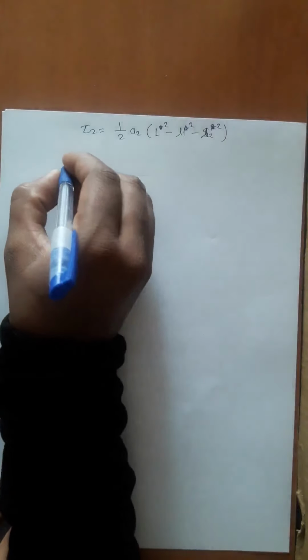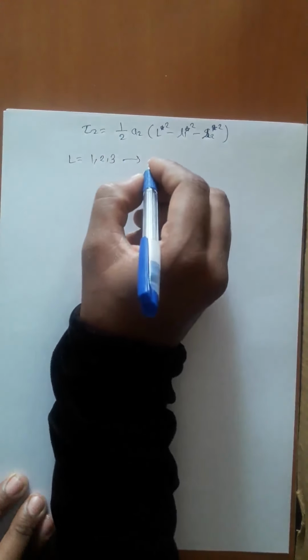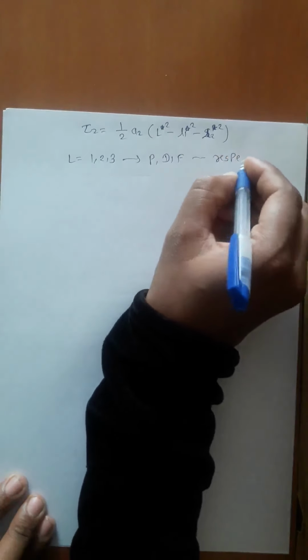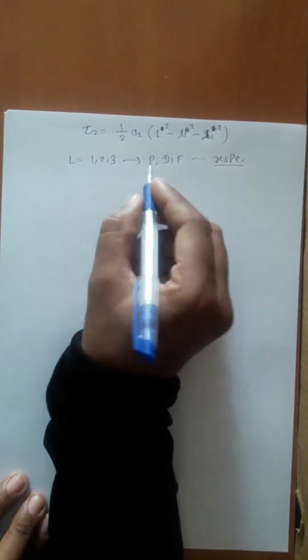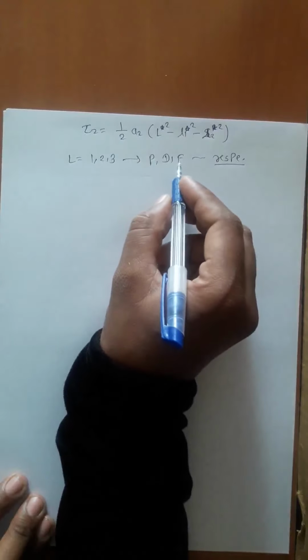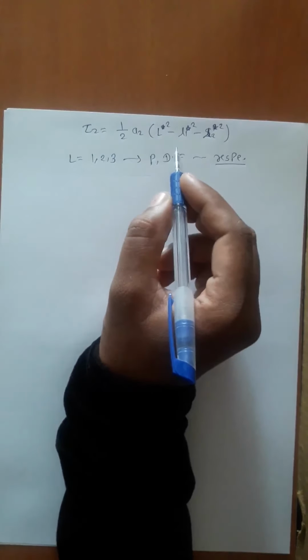Now L is equal to 1, 2 and 3 represents the P, D and F state respectively. Okay, L is equal to 1 represents the P state, L is equal to 2 represents the D state and L is equal to 3 represents the F state.